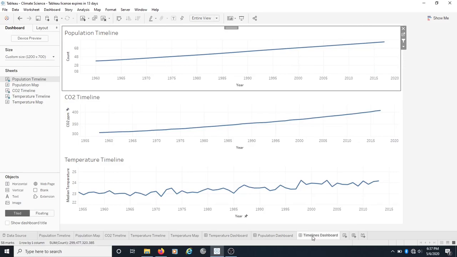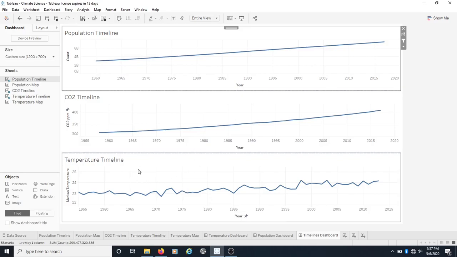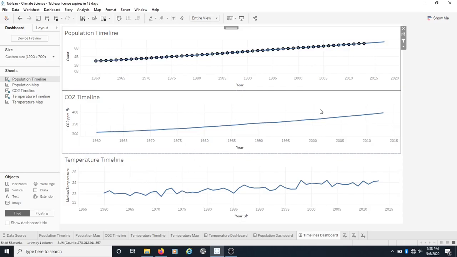Last thing we're going to take a look at are side-by-side timelines for population, CO2, and temperature, just to see if there are any connections here. Let's see if we can learn anything. I set the population timeline to be used as a filter. That means if I select certain years, the data here will update. So do we see any patterns?